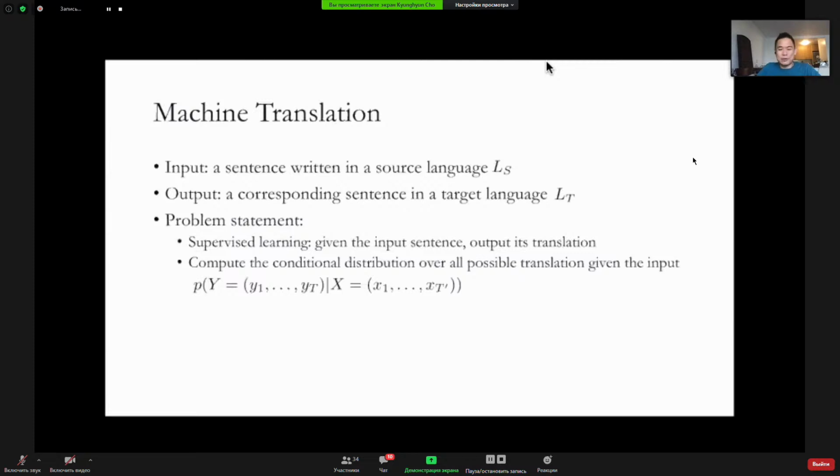So what is machine translation? We need to talk about the problem first. In machine translation, the input is a sentence written in a source language, and the output, of course, is a corresponding sentence in a target language. And as we talked about at the beginning, it is supervised learning, and we want our machine to be able to tell us the distribution over all possible translations, instead of just giving us one answer.